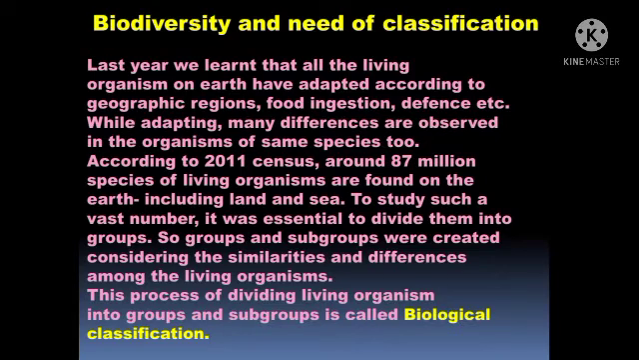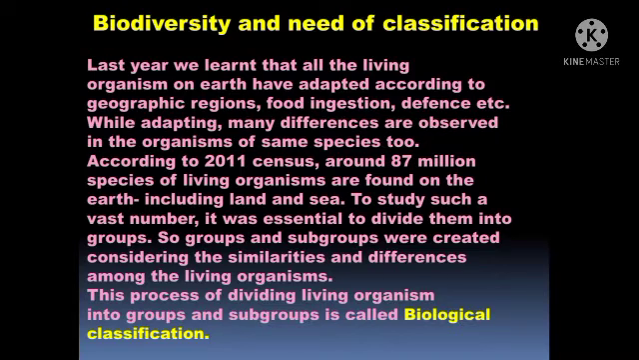So students, what does it mean? Biodiversity means all the living things that are found on earth and in which particular region they live for their survival. Last year, we learned that all the living organisms on earth have adapted according to geographic regions, food ingestion, defense, etc. While adapting, many differences are observed in the organisms of the same species too.